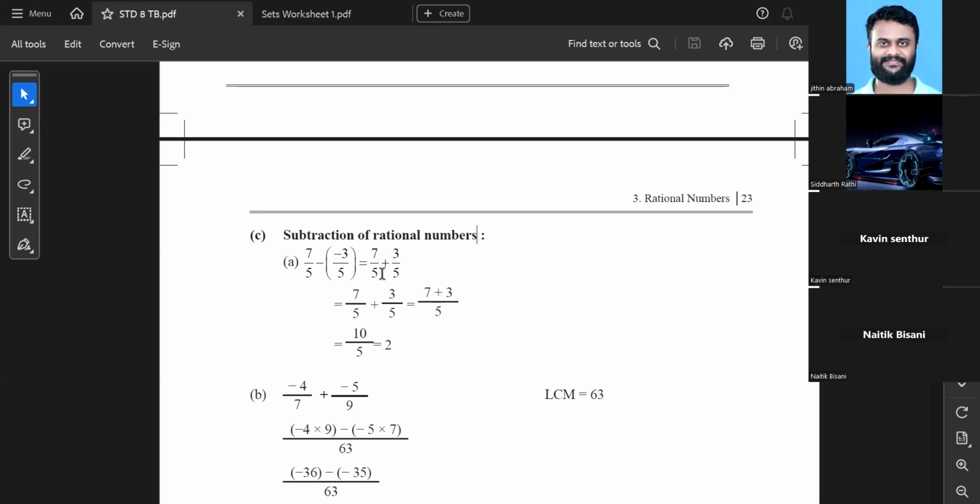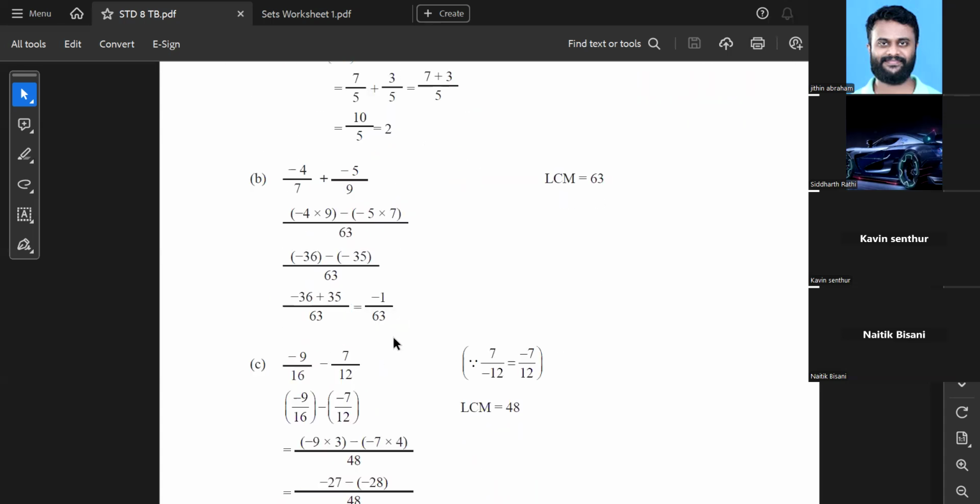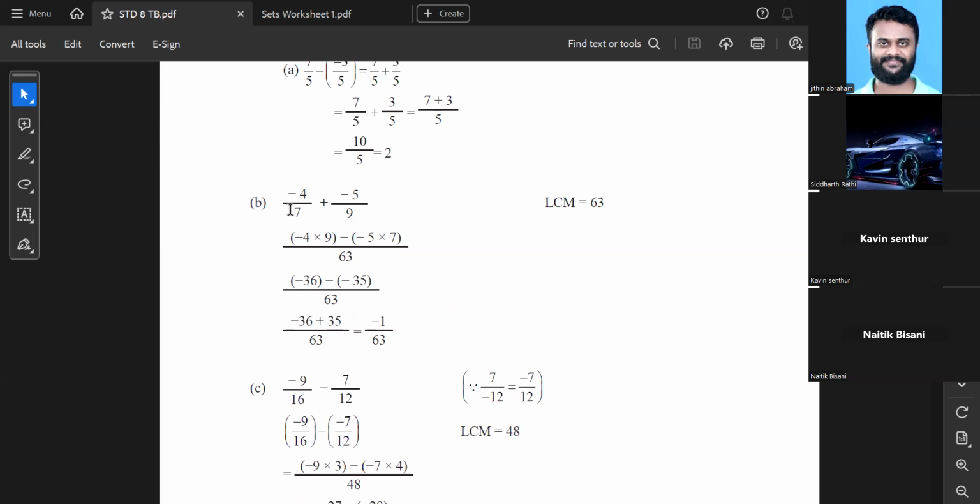So the fraction becomes 7 by 5 plus 3 by 5. Since 5 is a common denominator, you simply add the numerators. That becomes 10 by 5, which is nothing but 2. Now there is another example, an addition example, minus 4 upon 7 plus minus 5 upon 7.